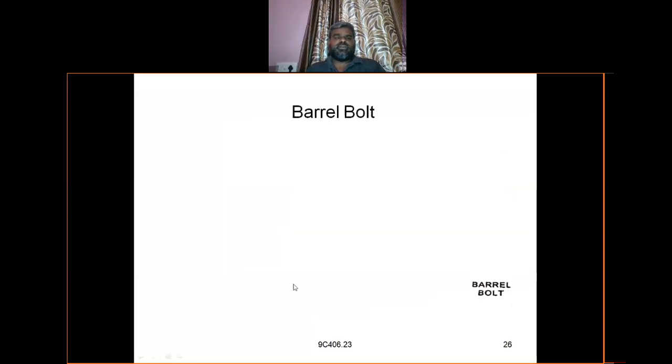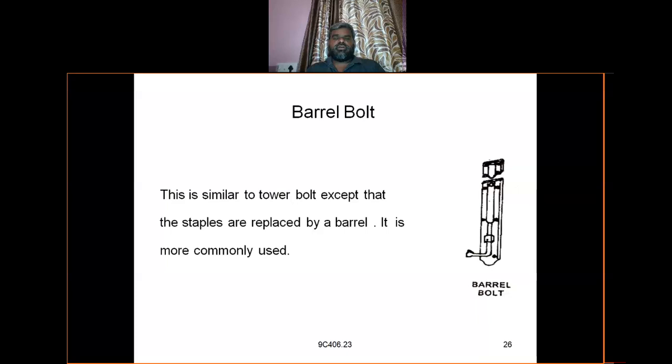Barrel bolt. This is similar to a tower bolt except that the staples are replaced by a barrel. So it is commonly used. Here earlier there were two or three staples. Here one barrel is there.